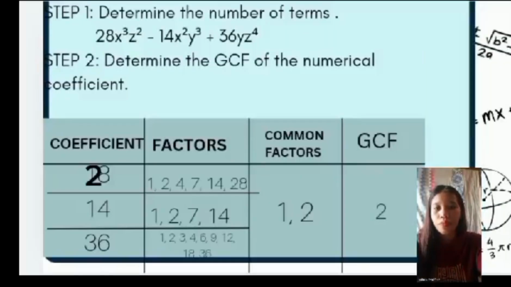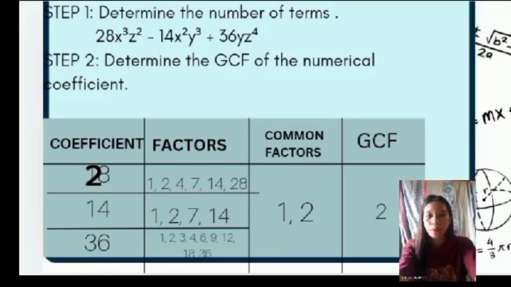The first step is to determine the number of terms. There are 3 terms in that question: 28x cubed z squared, 14x squared y cubed, and 36yz to the power of 4. Step 2 is to determine the GCF of the numerical coefficients. The numerical coefficients here are 28, 14, and 36.